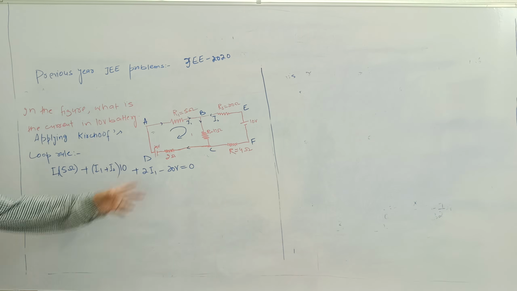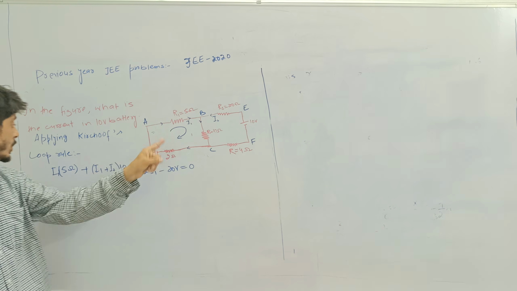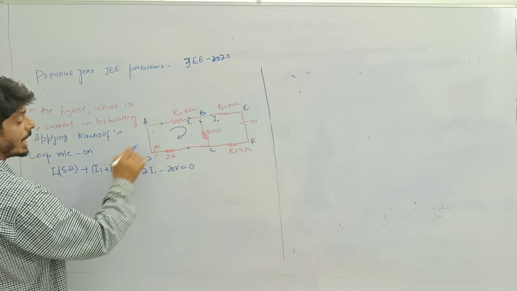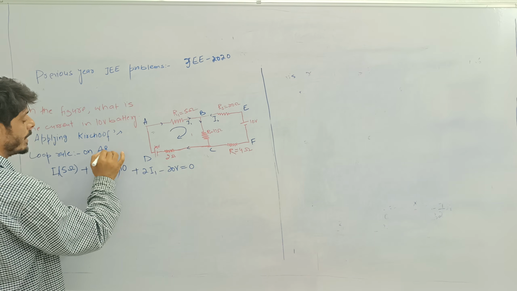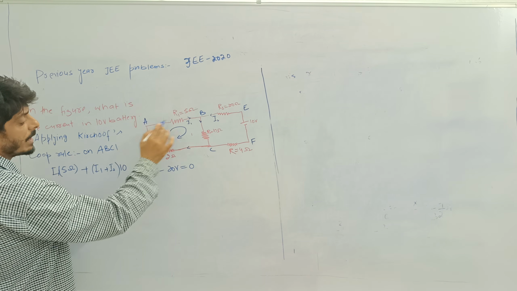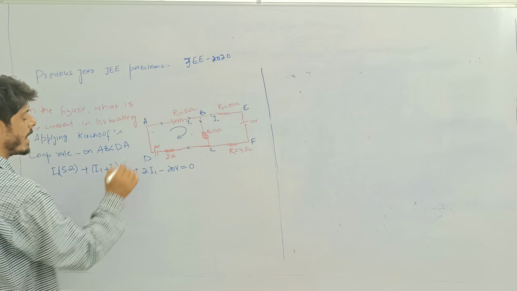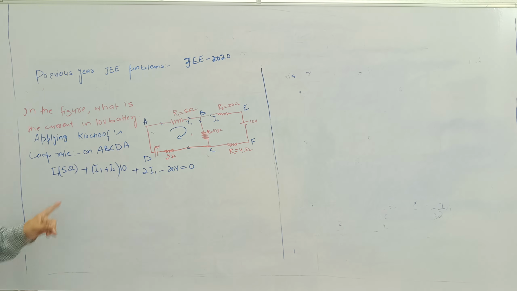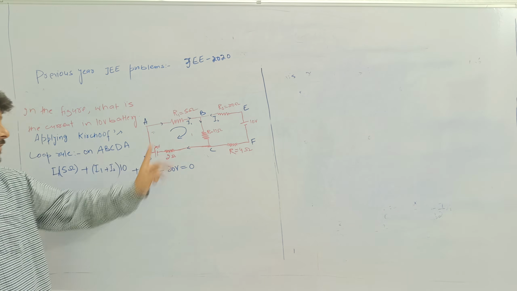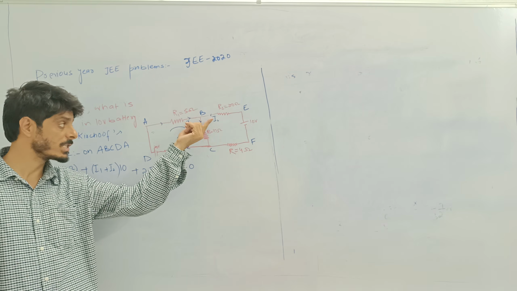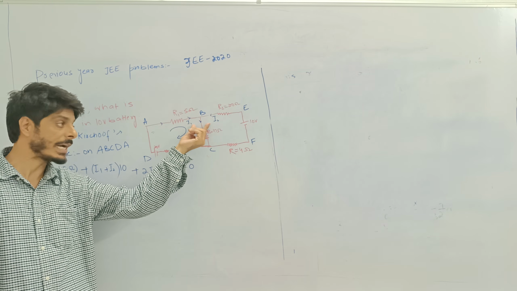What I have done is I have taken this loop, applying Kirchhoff's loop rule on A, B, C, D, A. The current through this one is I1, and another current I2 comes from here. They go through the resistance, so over here the two currents will add.